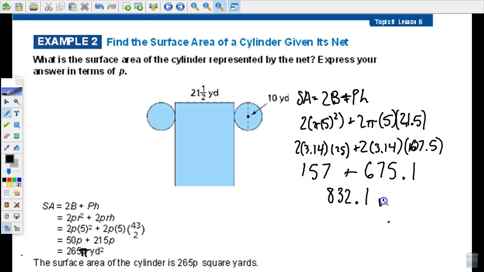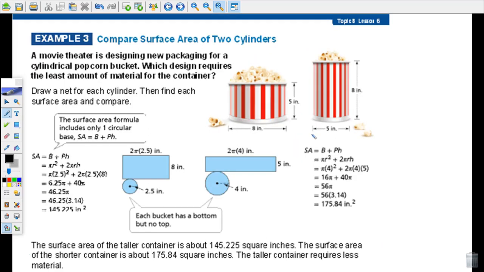But this is completely worked out. But they say express your answer in terms of pi. That's why you should always read the question. Okay? So if you did divide this by 3.14, you would end up with 265 pi yards squared. My apologies. So just don't multiply by 3.14, just leave it there and then add them both with pi. Okay?